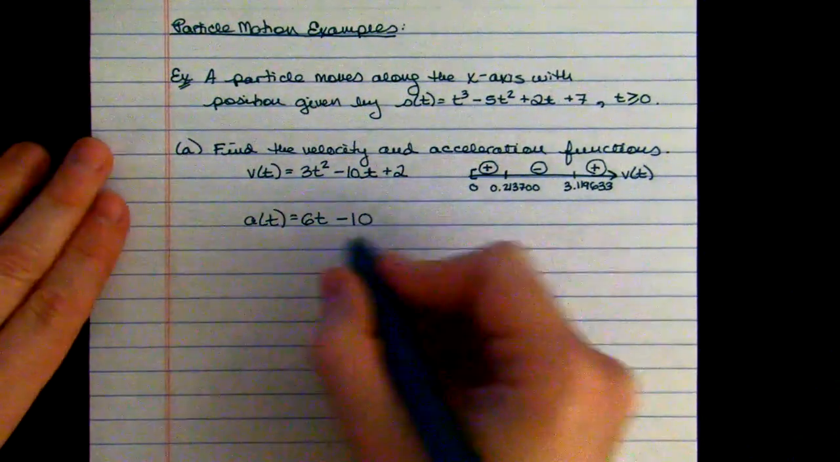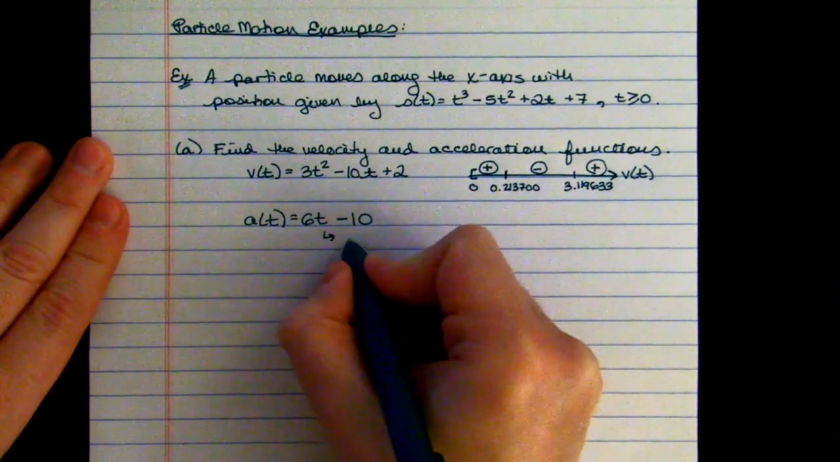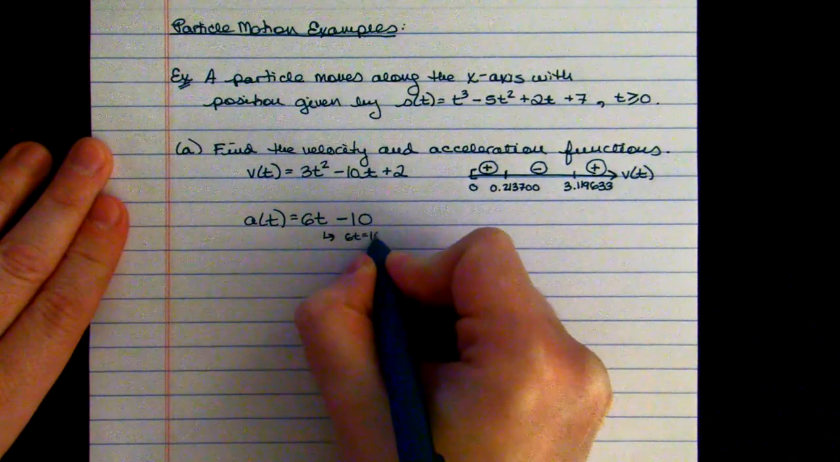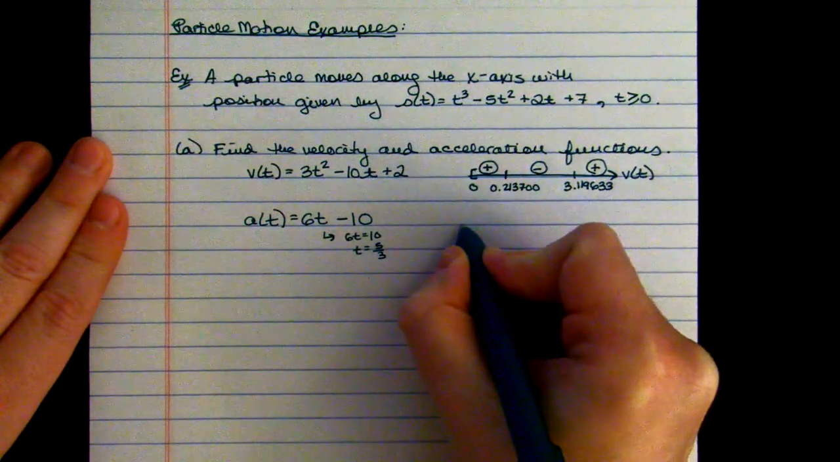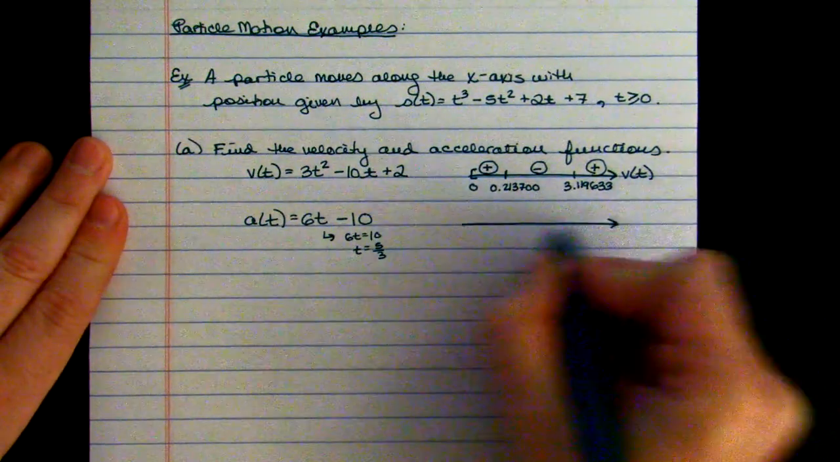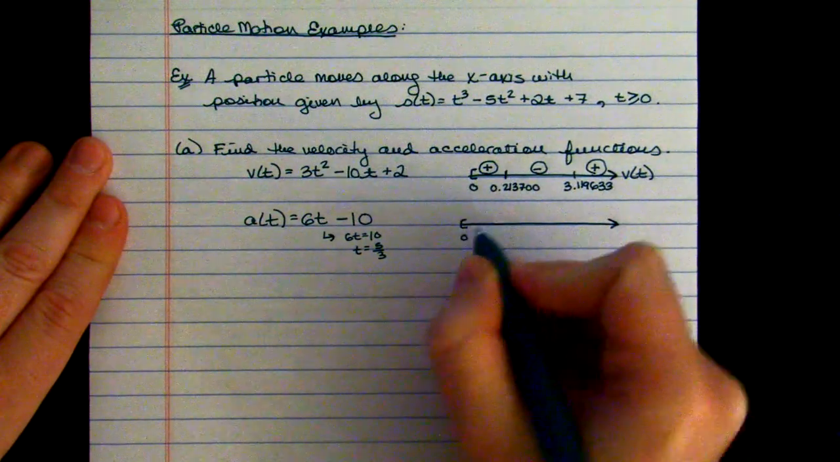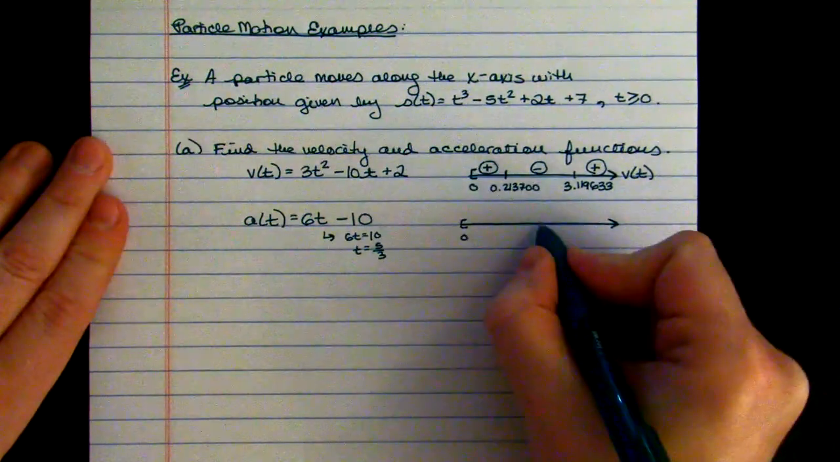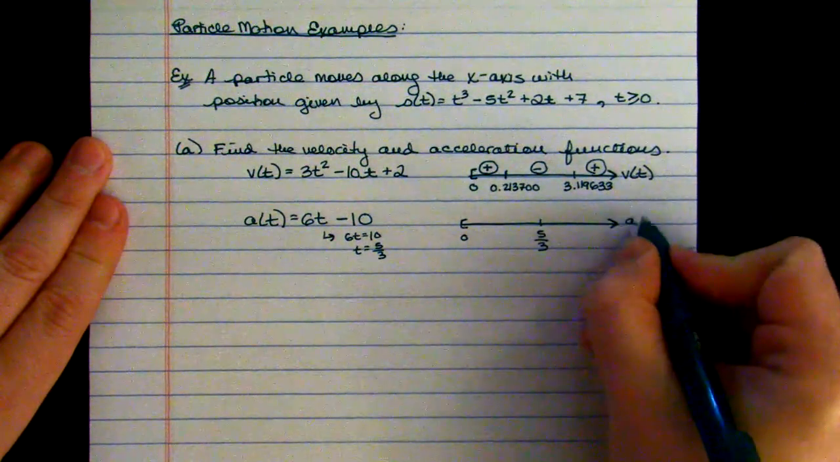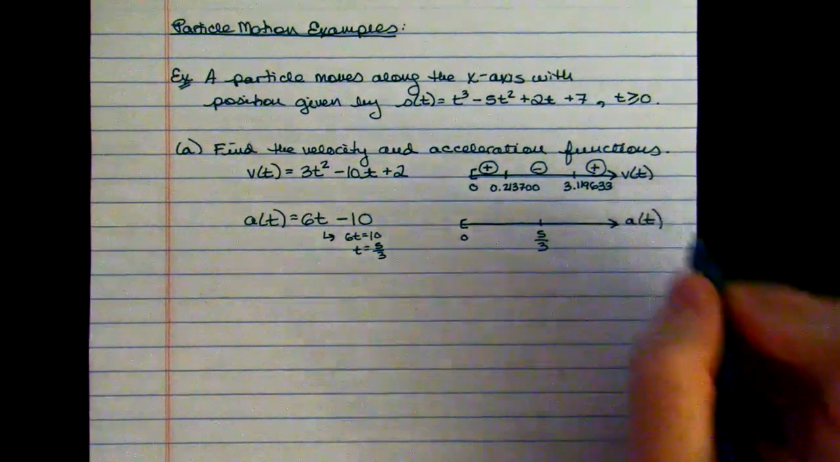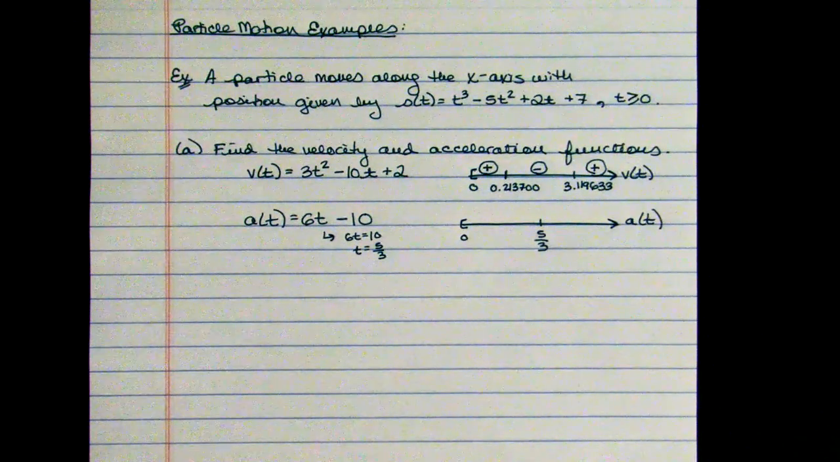As for my acceleration, when I set this equal to 0, I get 6t equals 10, so t equals 10 over 6, or 5/3, 1.6 repeating. I'm going to try to align my 2 number lines. It's going to make some of our work moving forward a little bit easier. I'm going to put my 5/3 right over here. Take a moment and go test your regions.